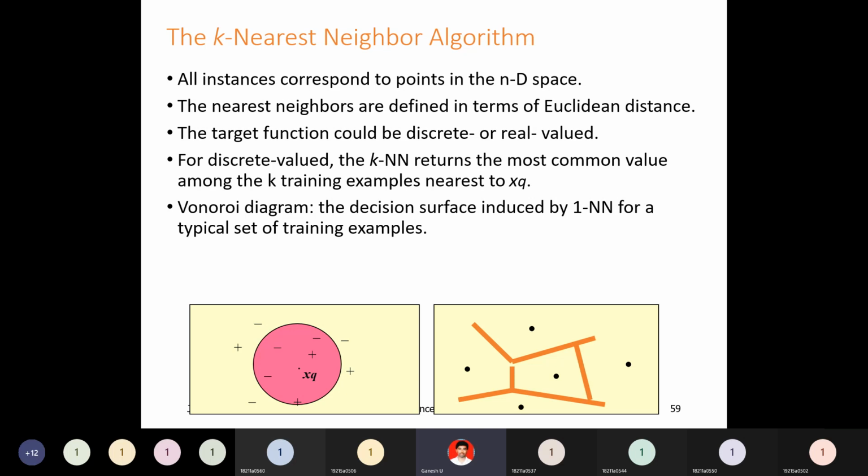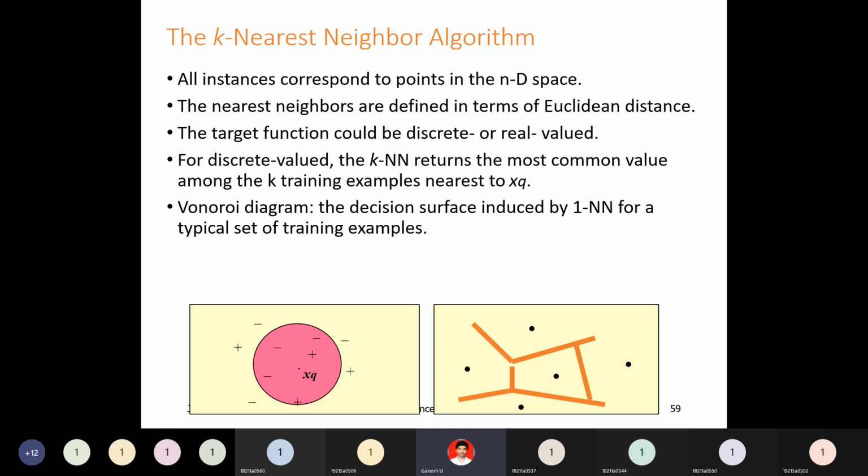The target function could be discrete or real valued. The distance you are finding is discrete or real valued. For a discrete value, k nearest neighbor returns the most common value among the k training examples nearest to xq. So whichever point is the nearest, you take those points again and again and form a class.